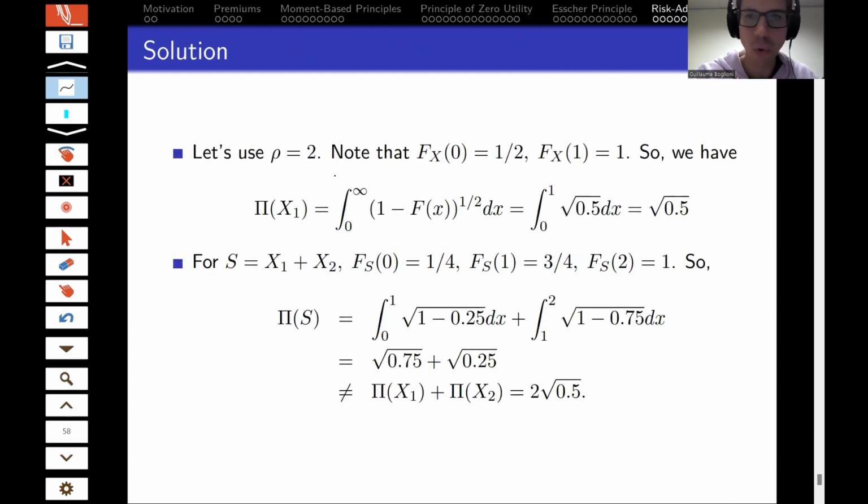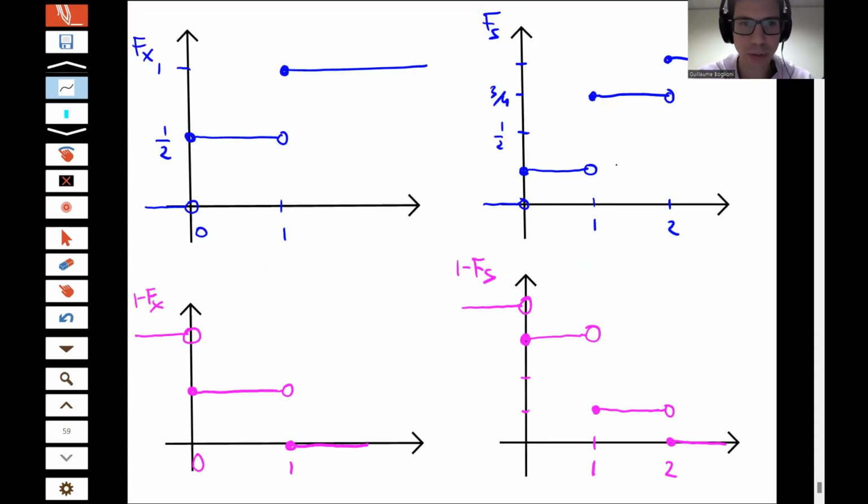Here you could take any row, but let's just take rho equals 2. It's a counterexample, so you can pick an infinity of counterexamples. Arbitrarily we pick rho equals 2. Now note what's the CDF of x, or x1, but you see what I mean. At 0 it's 1/2, and at 1 it's 1. It's the step function. I put a plot here just to make sure, the CDF of x.